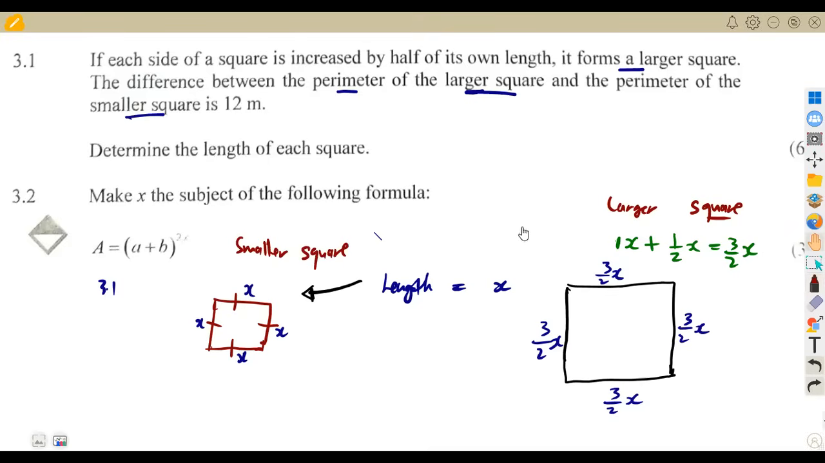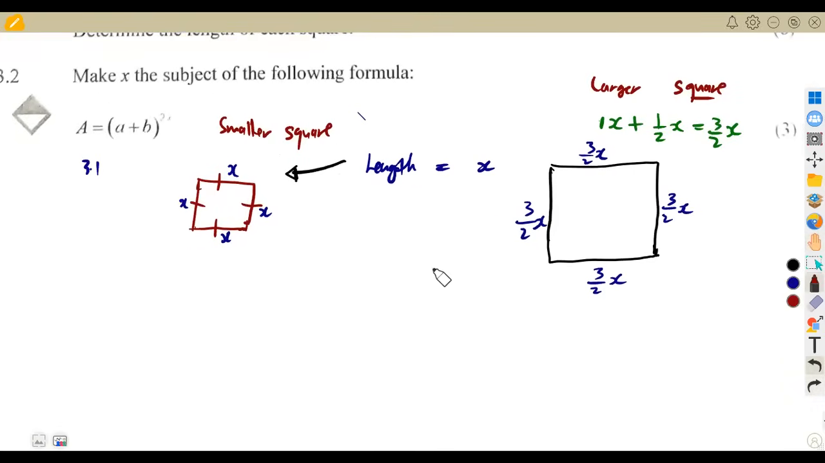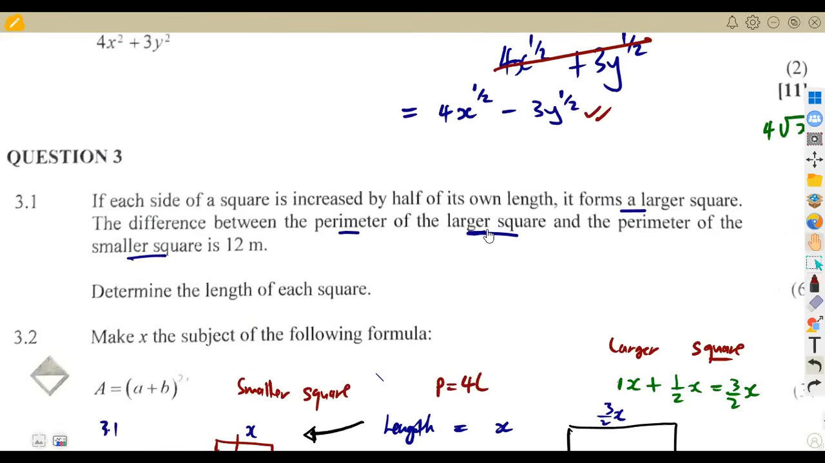So in terms of perimeter, we know that the perimeter of a square is 4 times s, which is 4 times the side. Or we can write this as 4L, talking about the length: side plus side plus side plus side. So they are saying the difference between the perimeter of the larger one and that of the smaller one is 12 meters. Determine the length of the smaller square and also the length of the larger square.